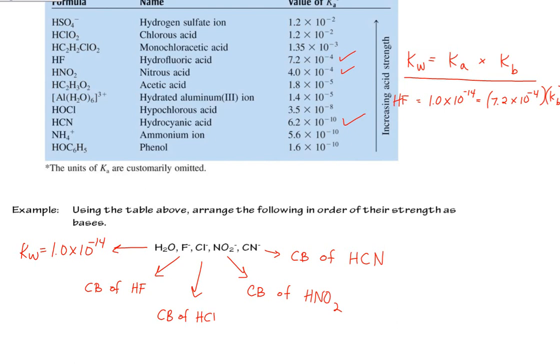Kw is always 10 to the negative 14th. So let's see what we get here. 1 times 10 to the negative 14th. Let's divide by 7.2 times 10 to the negative 4th. And bingo. Here's your Kb. The Kb of the conjugate base, the fluorine ion, is about 1.4 times 10 to the negative 11th. Whew, small.